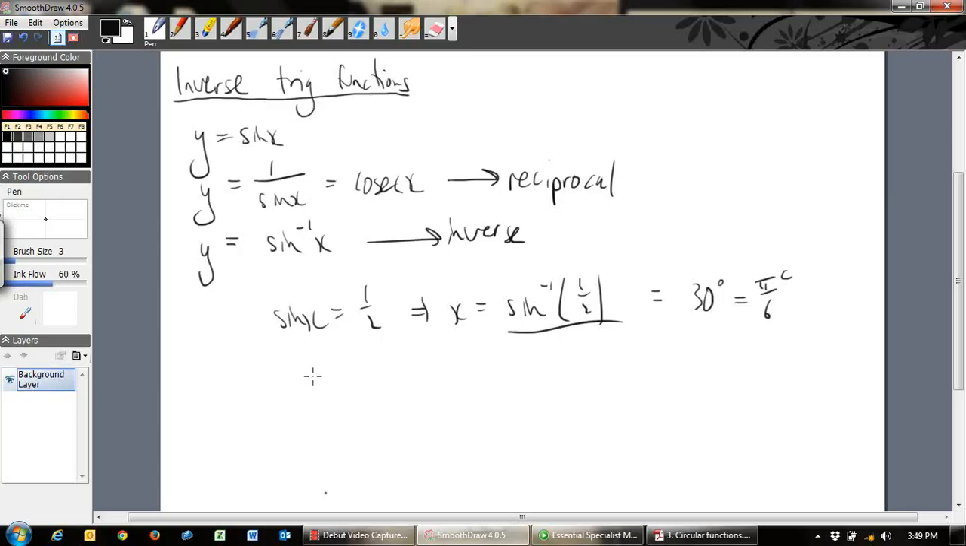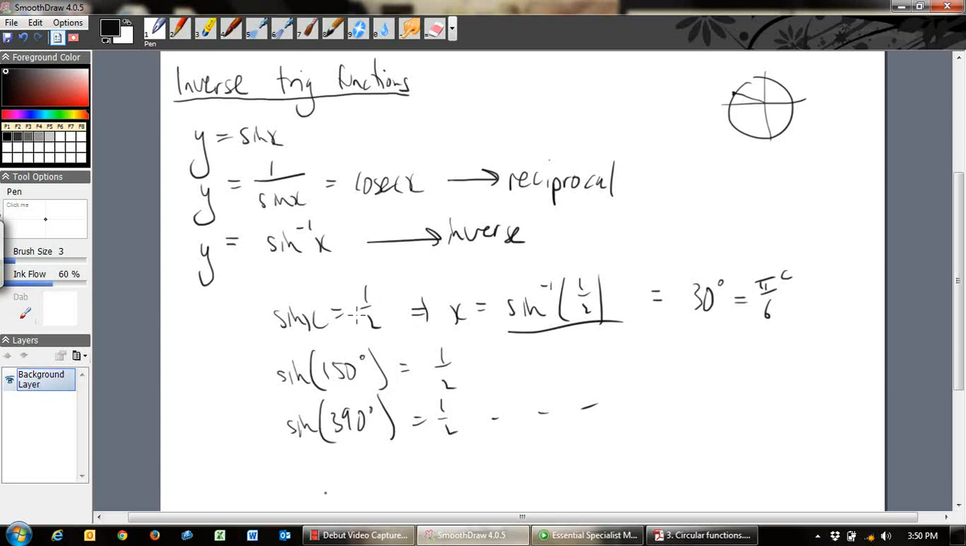Let's say 150, okay? What's the sine of 150 degrees? You think about it. If you type this into your calculator, sine of 150 degrees equals a half. So what's happening here? Try sine of 390 degrees. You'll get a half. There's all sorts of different solutions to this, not just x equals 30. So what is going on here?